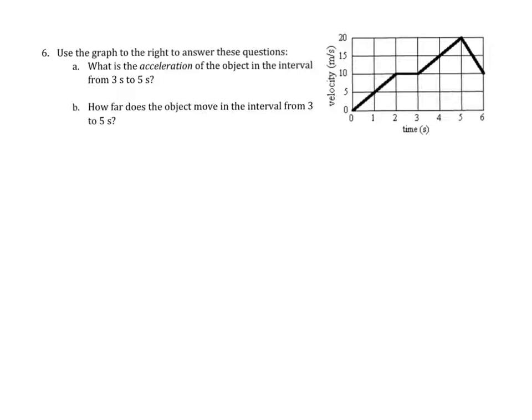We're going to go over question 6 from the study guide. So this question asks us to use this velocity time graph to find for A, the acceleration from 3 to 5 seconds, and then for B, how far does it go from 3 to 5 seconds.